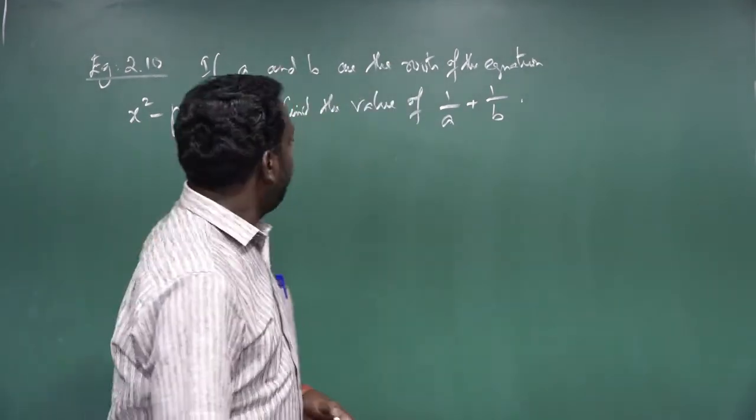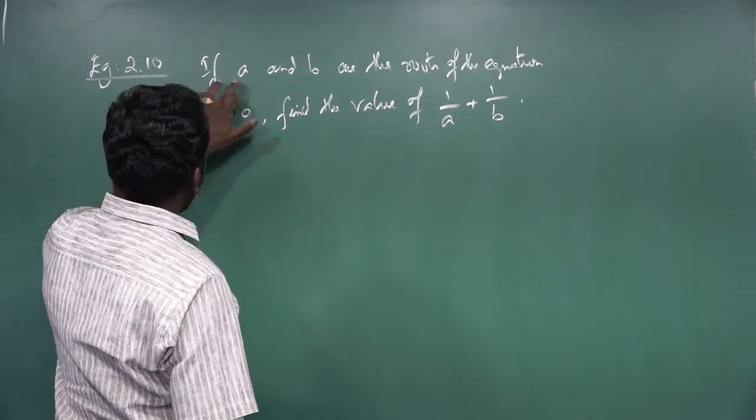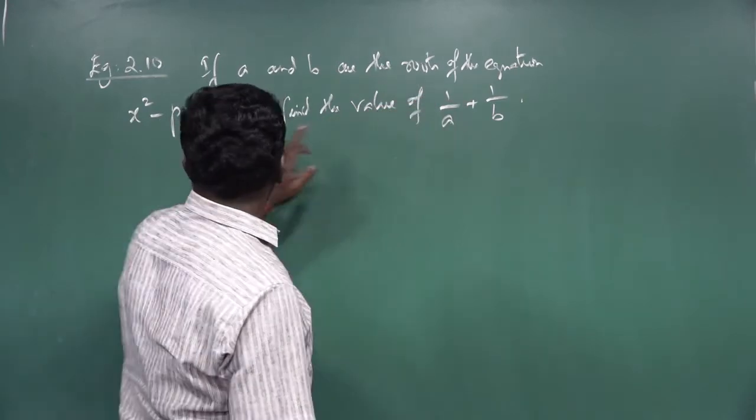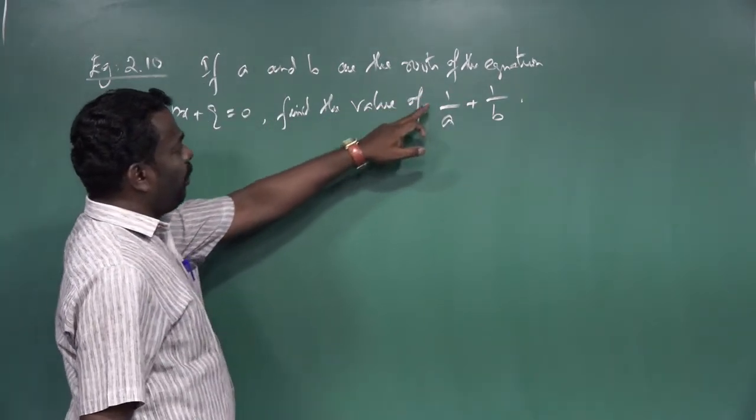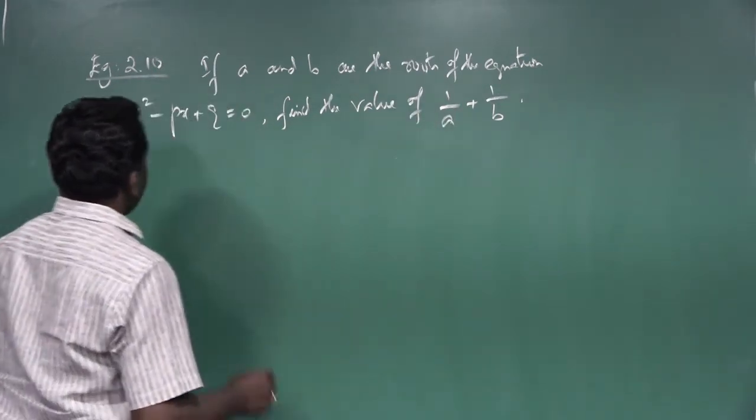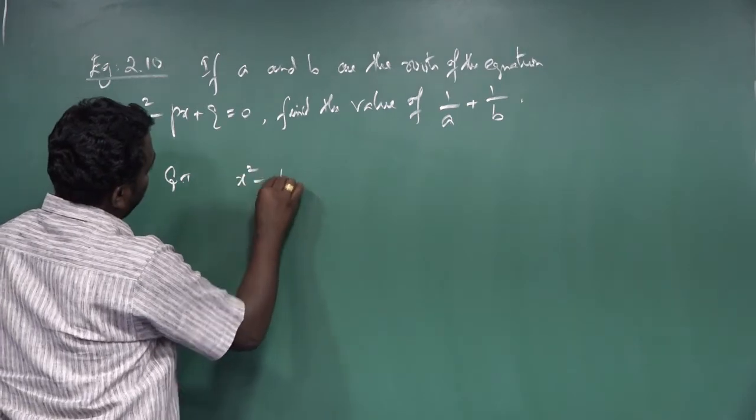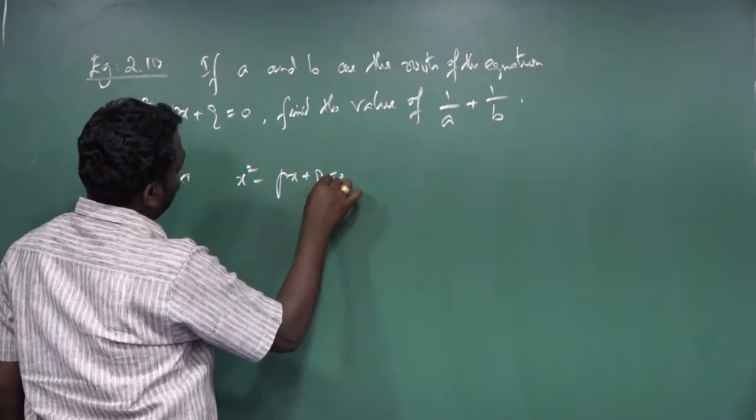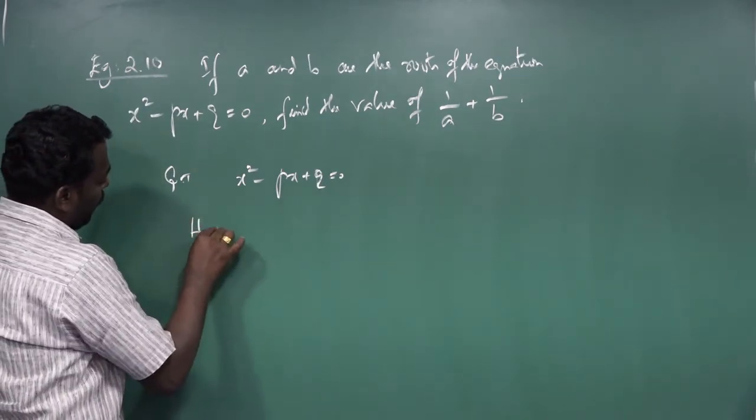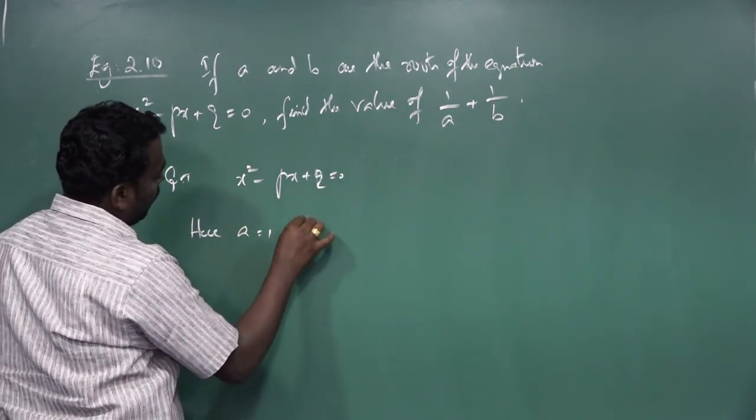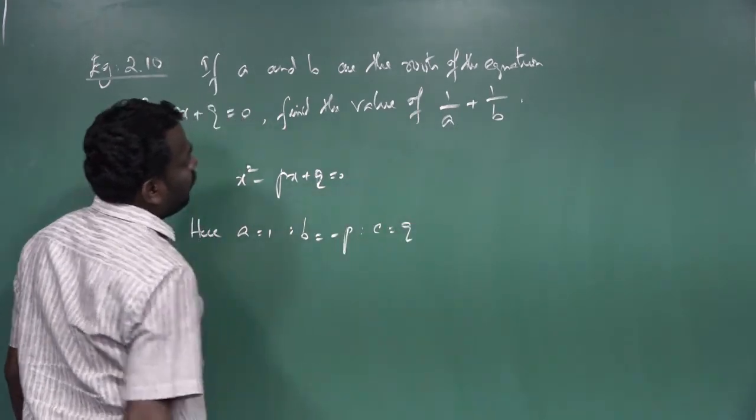Now the first one, example number 2.10. If a and b are the roots of the equation x square minus px plus q equal to 0, find the value of 1 by a plus 1 by b. Now the given equation is x square minus px plus q equal to 0. Here a equals 1, b equals minus p, c equals q.